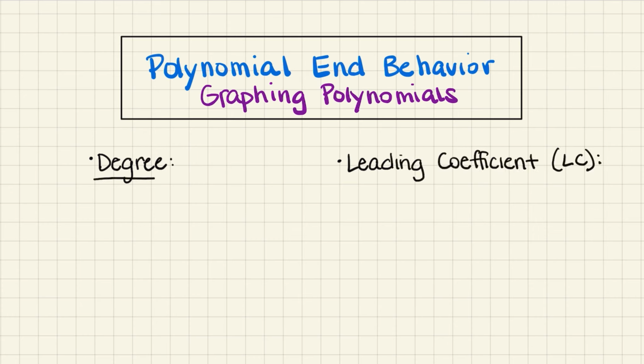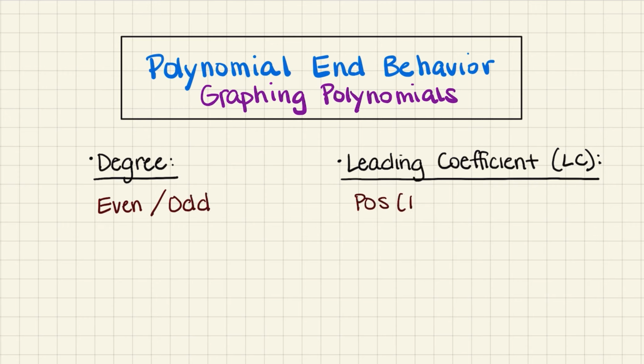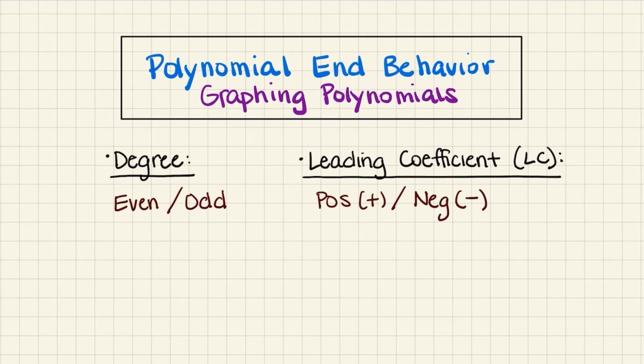The degree, we need to know if it's even or odd. And the leading coefficient of the function, or LC, we need to identify as either positive or negative. So before we get into the end behavior, let's make sure we can identify the degree and leading coefficient of some functions. So here we have two examples.